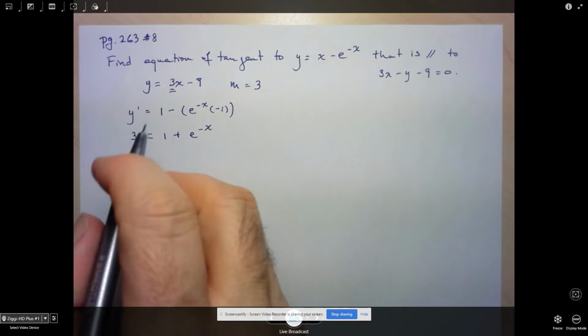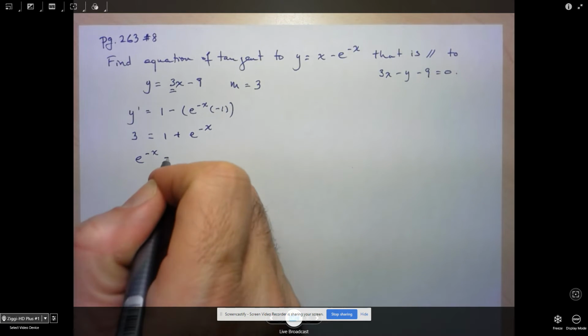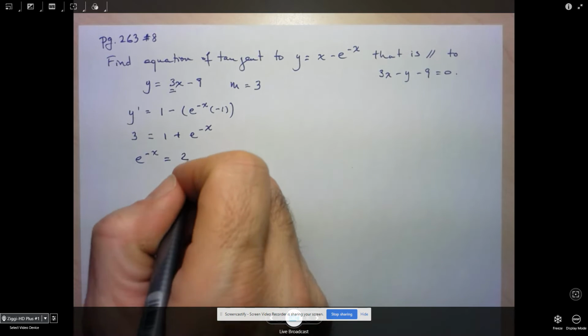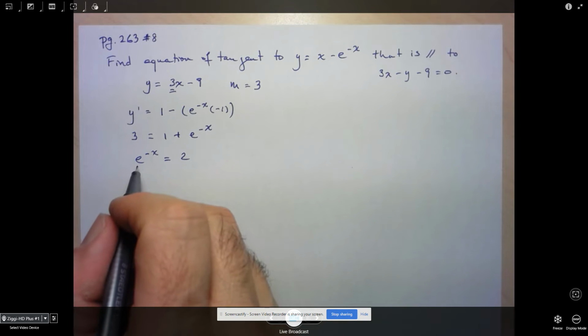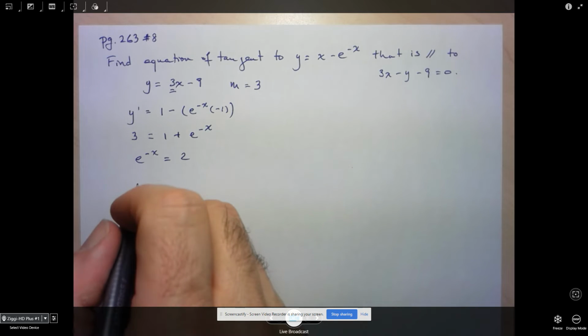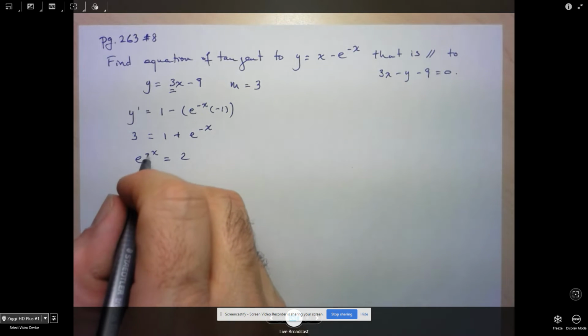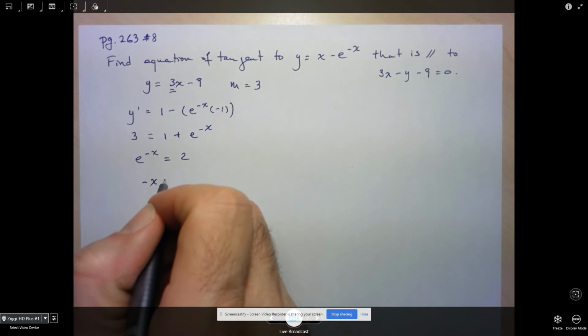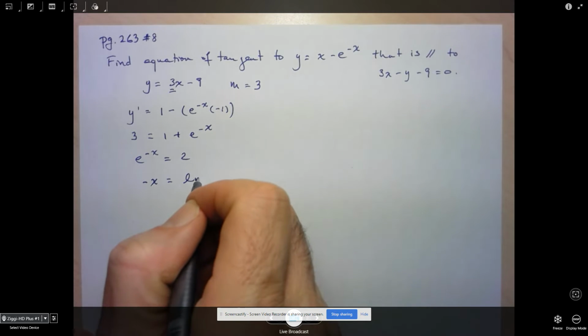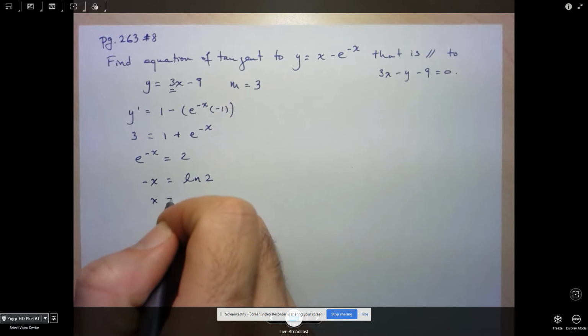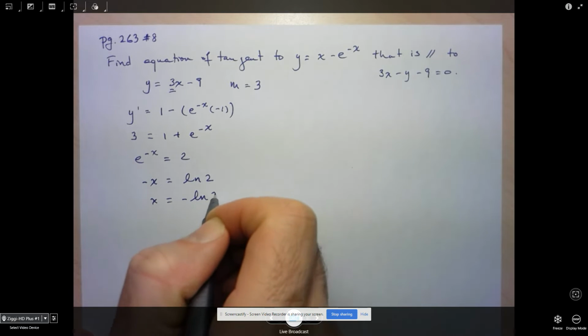So now I just have to solve. So I have e to the negative x is equal to 3 minus 1, which is 2. Take the natural logarithm of both sides. So if I'm working with e, I'm going to take the natural logarithm. So ln of e to the negative x is just going to be negative x. And then here I'm going to have ln of 2. So that means that the x value is negative ln 2.